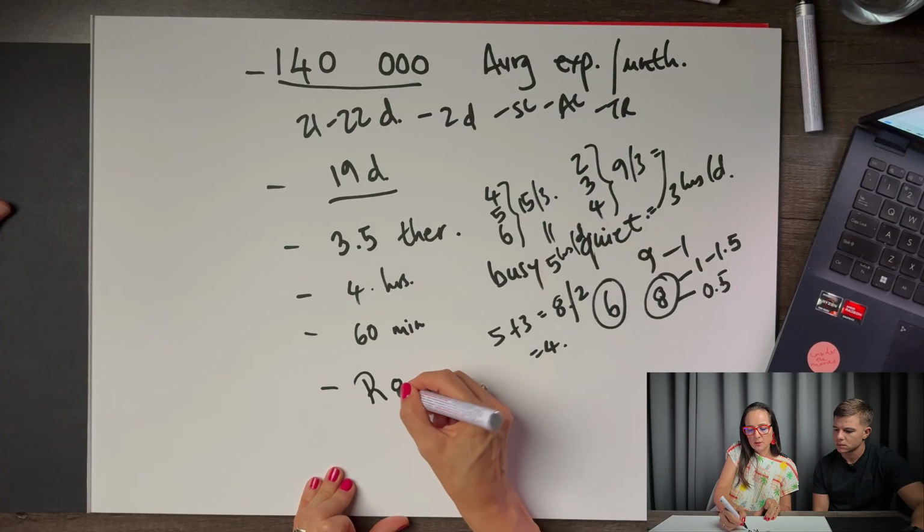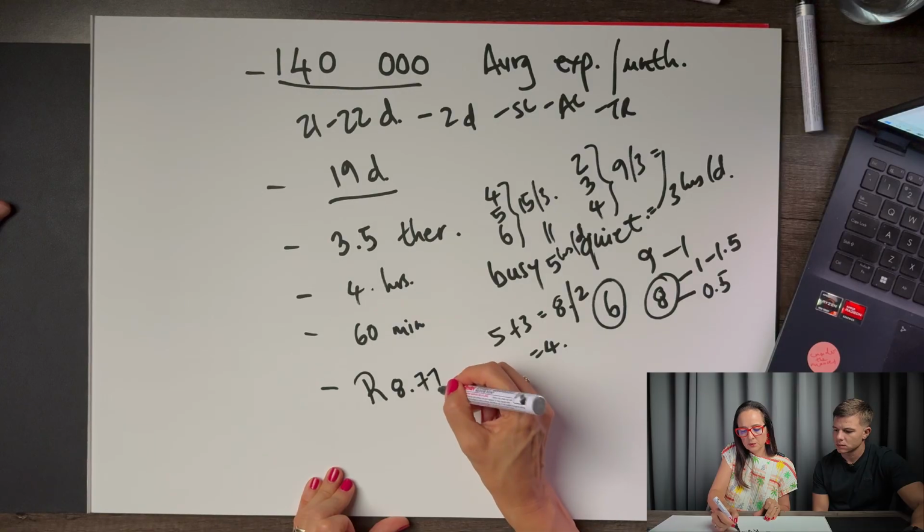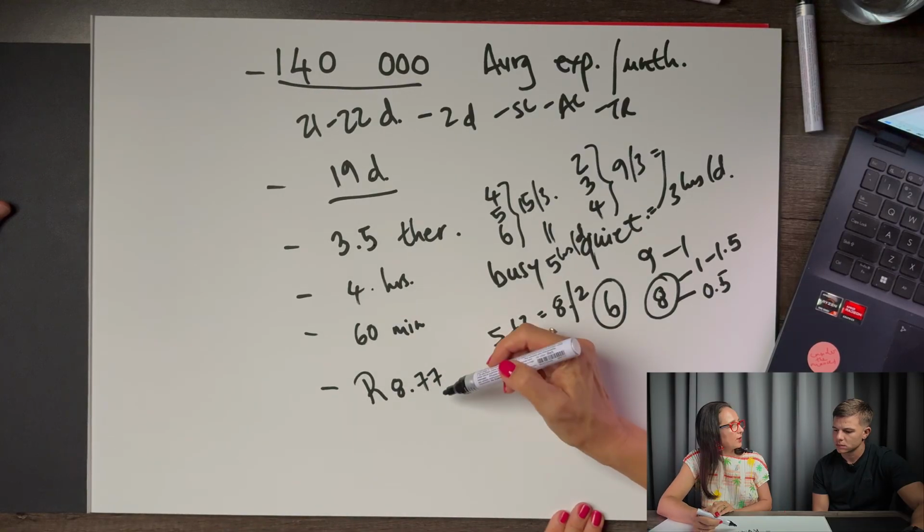So it is 140,000 divided by 19, 3.5, 4 hours and 60 minutes, and that gives me per minute, my therapy for everyone is R8.77. That's going to be all expenses, like we said, salaries, rent, insurance, all the smaller information, and then just not cost of sales, so not professional stock, and obviously consumables as well.